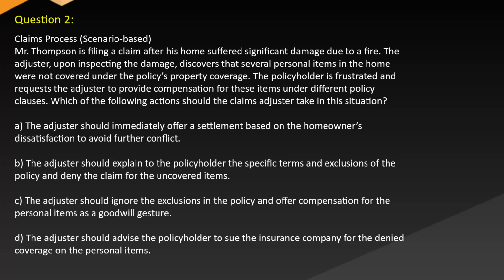Which of the following actions should the claims adjuster take in this situation? A. The adjuster should immediately offer a settlement based on the homeowner's dissatisfaction to avoid further conflict. B. The adjuster should explain to the policyholder the specific terms and exclusions of the policy and deny the claim for the uncovered items. C. The adjuster should ignore the exclusions in the policy and offer compensation for the personal items as a goodwill gesture. D. The adjuster should advise the policyholder to sue the insurance company for the denied coverage on the personal items.